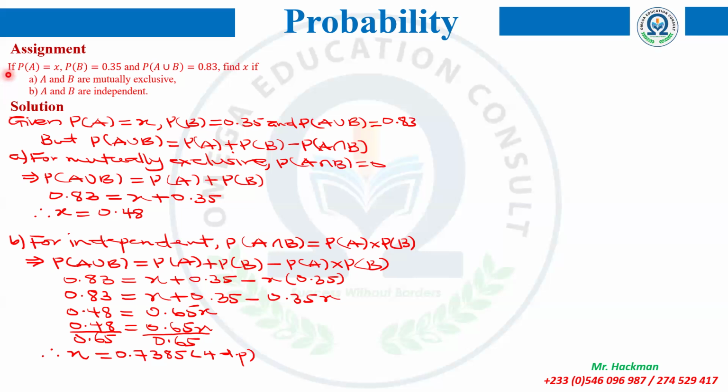We are told that if the probability of A is equal to X, the probability of B is equal to 0.35, and the probability of A union B is equal to 0.83, find X if A and B are mutually exclusive, then if A and B are independent. So I have the solution there, and I'm going to walk you through it.